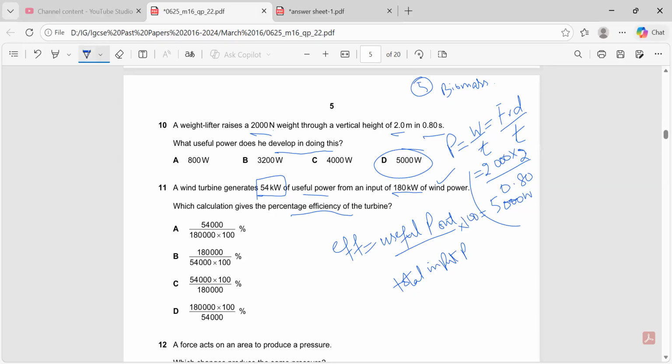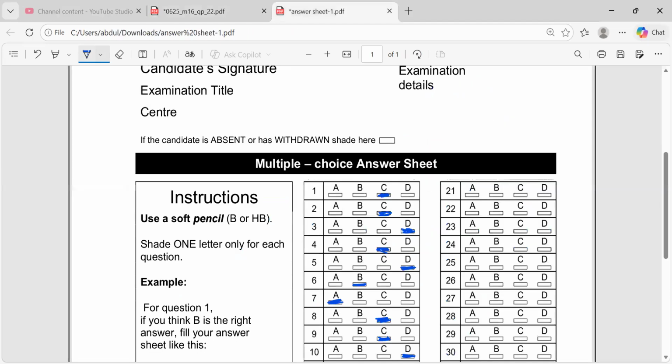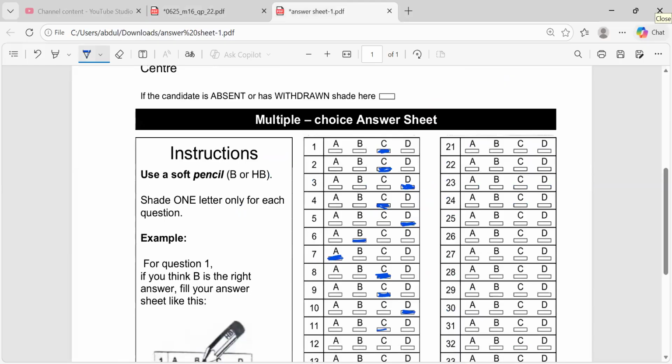Now, useful output power is how much? It is mentioned, 54,000, kilo means 1000, over input 180 kilowatts, so 180,000, times 100%. So check which can be the answer. Of course C can be the answer: 54,000 over 180,000 times 100. So the answer for 11 is C. Anybody having any problem can ask me, but this was simply recall memory.